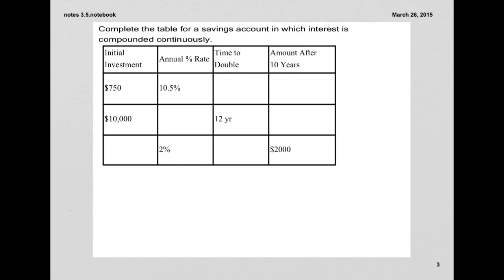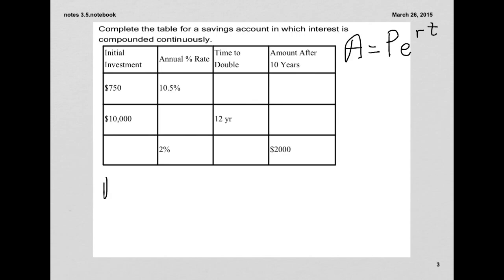First, we're going to start with completing the table for a savings account in which interest is compounded continuously, and that is the formula A equals P e to the rt. Okay, so let's start working with our first one. We have an initial investment of $750, an annual rate of 10.5%, and we want to find the amount after 10 years. So let's plug into our formula.